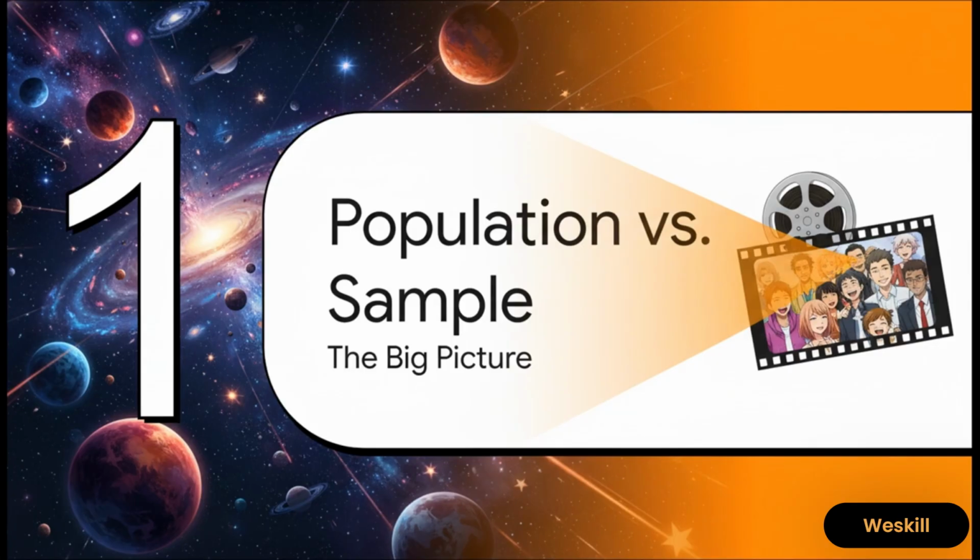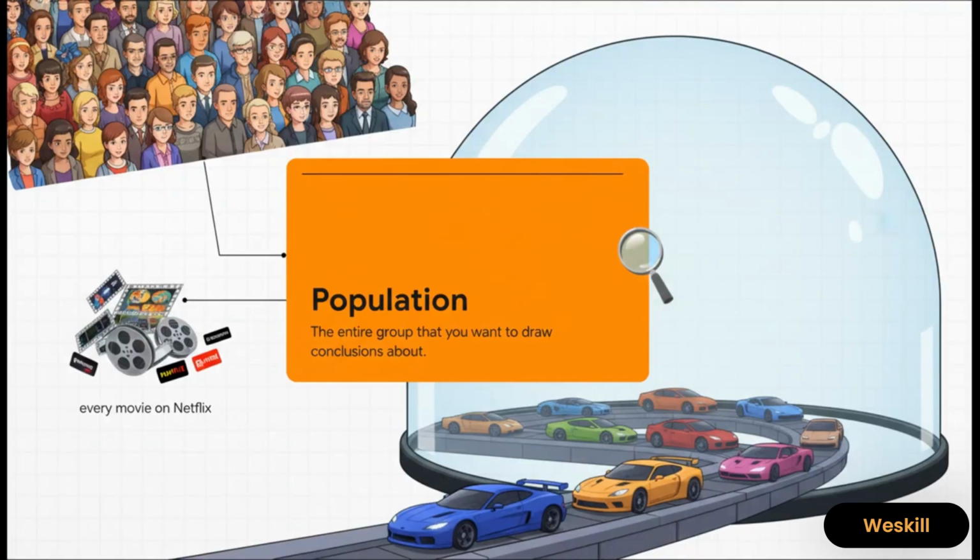Okay, so to really get a handle on sampling, there are two key terms we've got to know. They're pretty much the bedrock of statistics: population and sample. Think of it like this. It's the difference between watching an entire movie series and just seeing a single perfectly chosen snapshot that tells you the whole story.